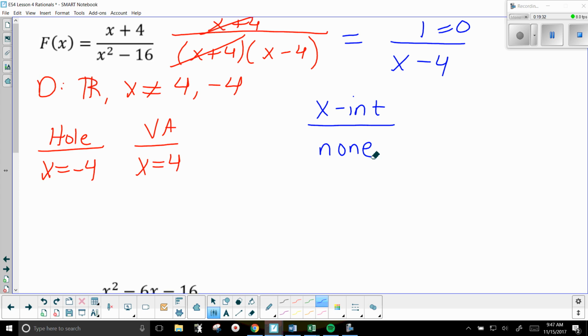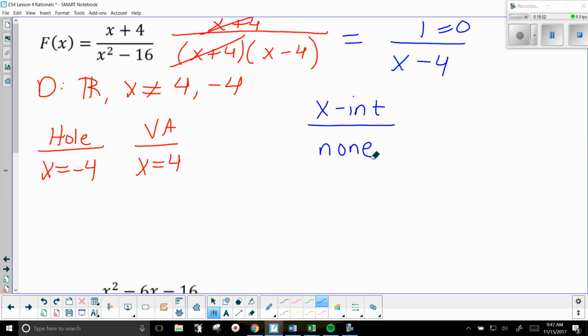Because there's a hole there. There can't be an x-intercept if there's a hole, right? So we get rid of the holes first. We figure out where the holes are. So there's no x-intercept there if there's a hole in the graph. So we always do x-intercepts after we find the holes, right? That makes sense?